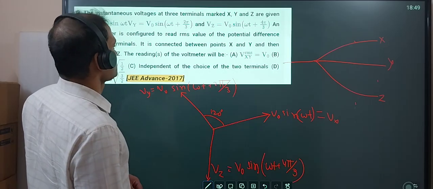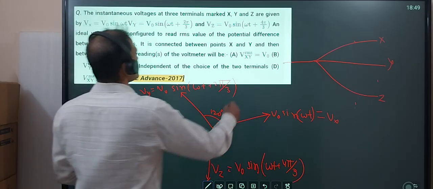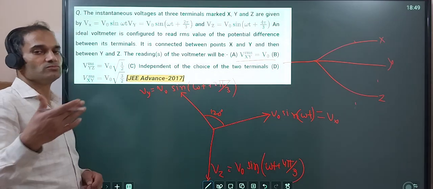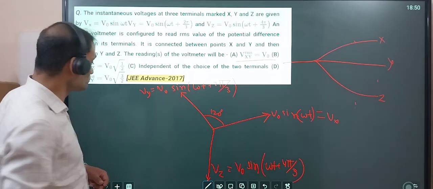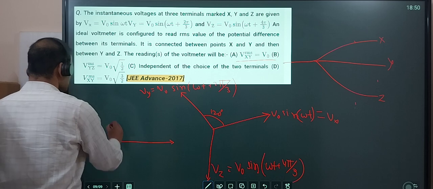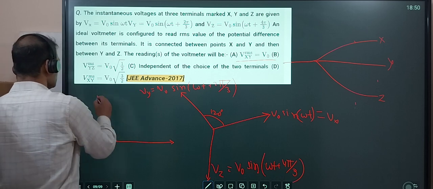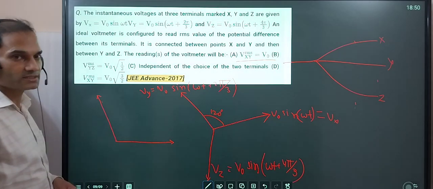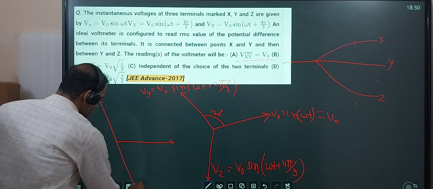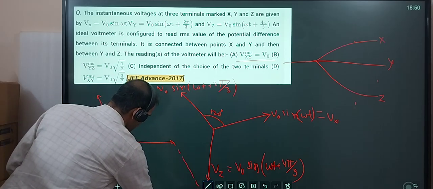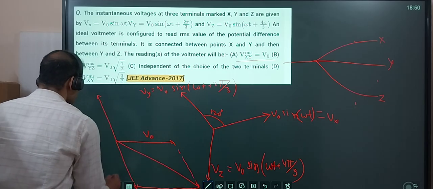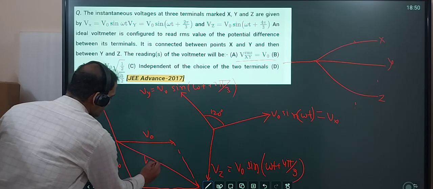So Vrms xy is V naught. That part is not correct. Let us see how. We have to subtract two phasors, this phasor and this phasor. So when we are subtracting, I will take the opposite of this, and this is the phasor difference. So if this is V naught, this is V naught, this will be V naught root 3.